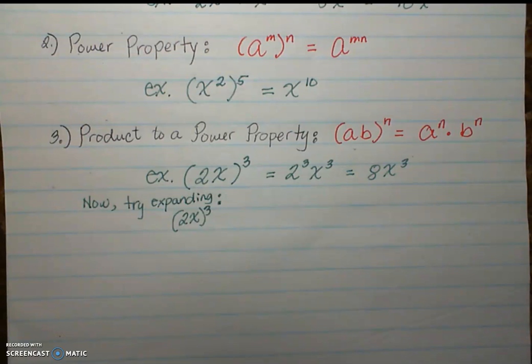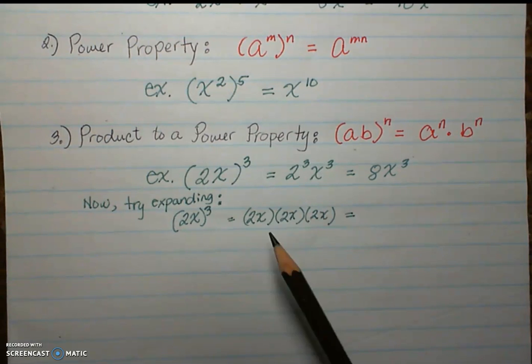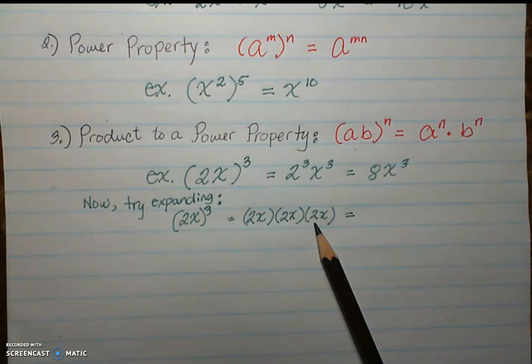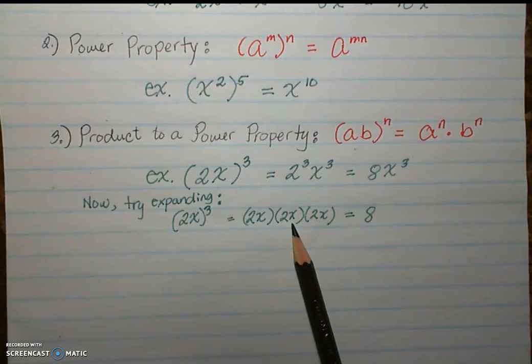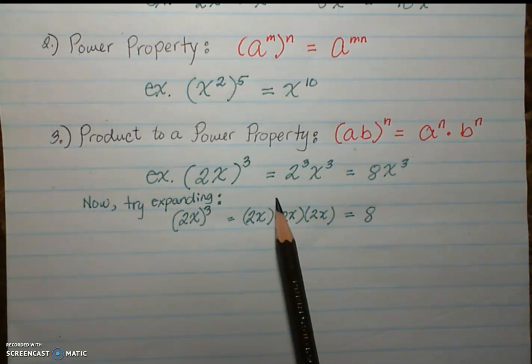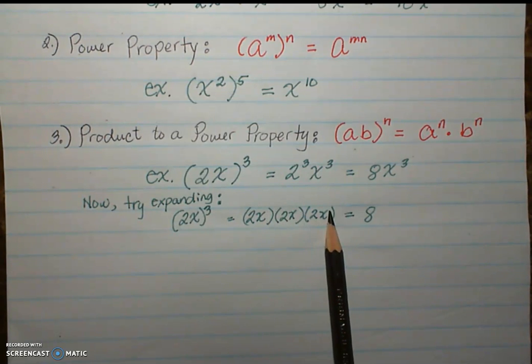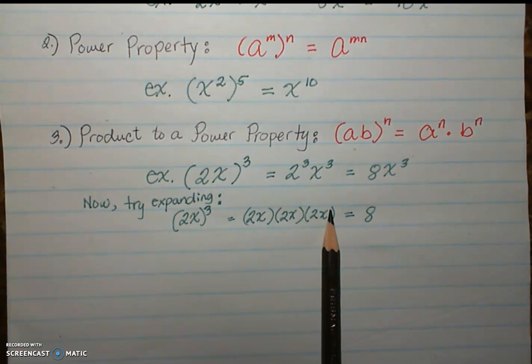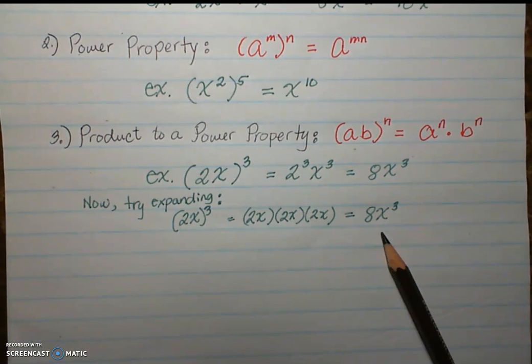I also want to show this to you in another way, which is by the expansion method. If we're going to expand 2x raised to the power of 3, it means that you will multiply 2x times 2x times 2x. 2 times 2 is 4, 4 times 2 is 8. And x times x times x is x to the third according to our product property, which is a power of 1, power of 1, power of 1. Copy the base, add the exponent. So that's going to be 1 plus 1 plus 1 is 3. Final answer, therefore, is 8x cubed.